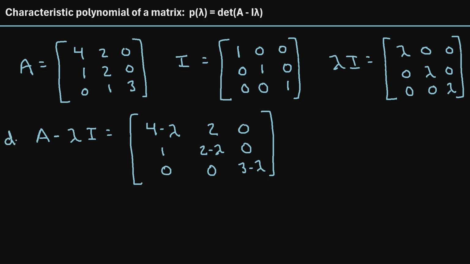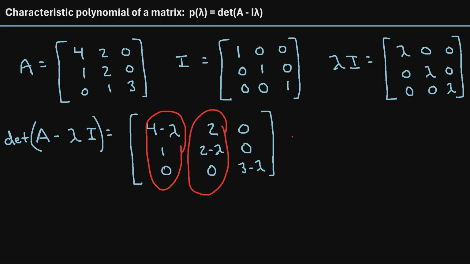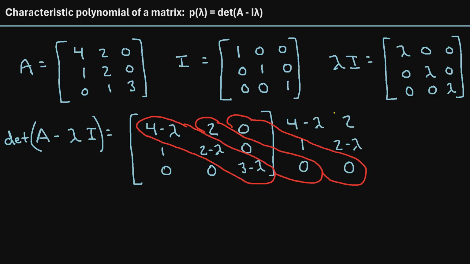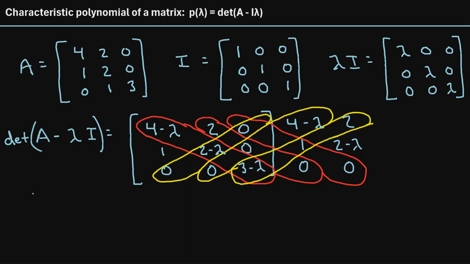So if we say the determinant of this matrix, the trick that you can use to find the determinant of a 3 by 3 matrix is to rewrite the first two columns of the matrix on the outside of the matrix. Then to calculate the determinant, you multiply the diagonal values from left to right, and then you subtract the product of all of the cross-diagonal values, so the diagonals from right to left. So if you do that, here's what you get.